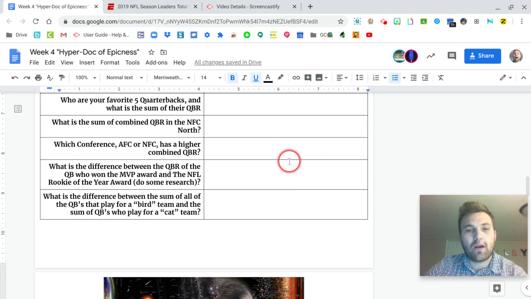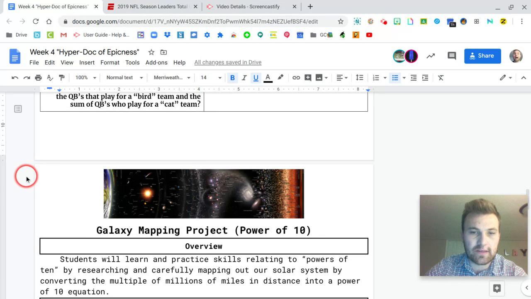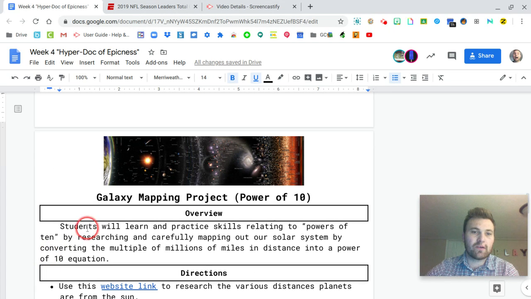Okay, all right. And the next was the Galaxy Mapping project, and that had to do with powers of 10. All right, so here's the overview. Students will learn and practice skills relating to powers of 10 by researching and carefully mapping out our solar system by converting the multiple of millions of miles in distance into a power of 10 equation.